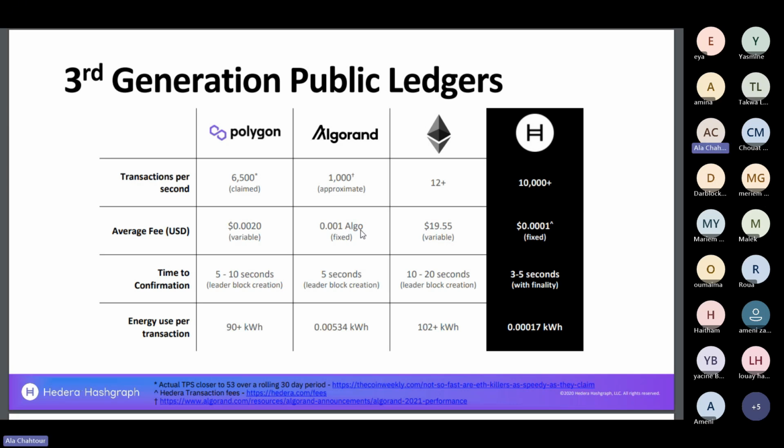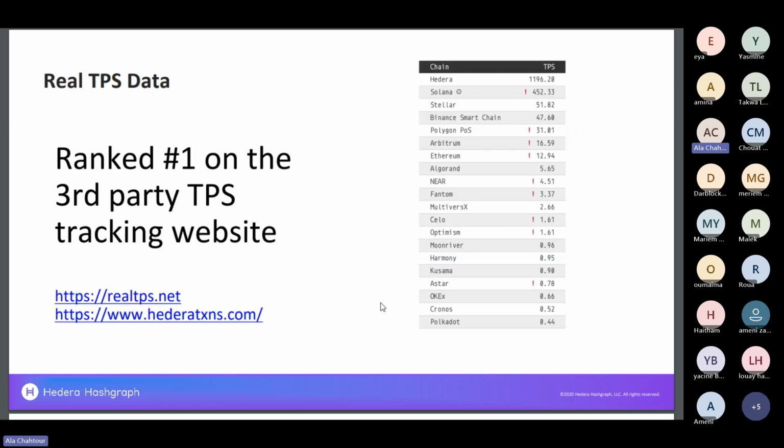Now the time of the confirmation, or the time of the execution of the transaction. In Polygon, it's between 5 and 10 seconds. In Algorand, it's around 5 seconds, and in Hedera, it's more scalable. It's between 3 and 5 seconds. That's exactly the idea. That's the benchmarking with other networks.